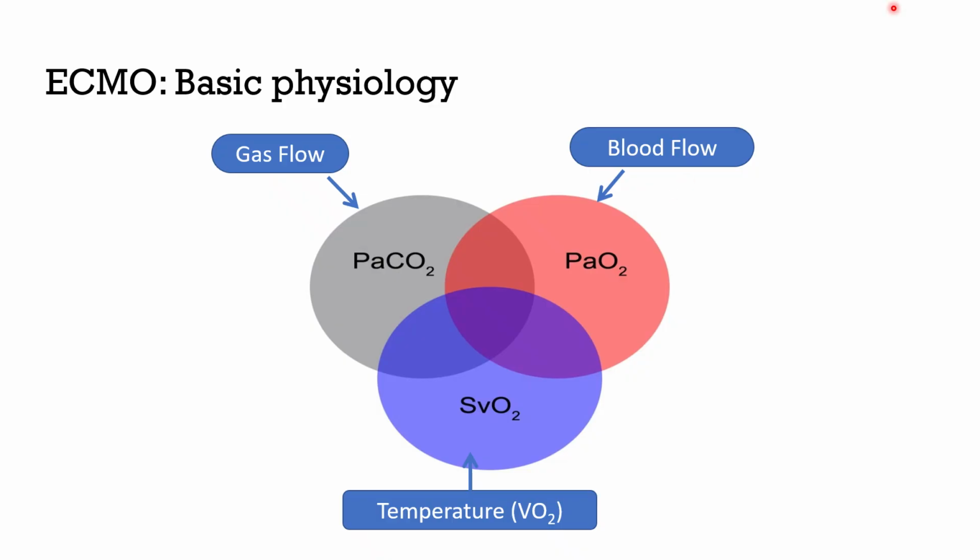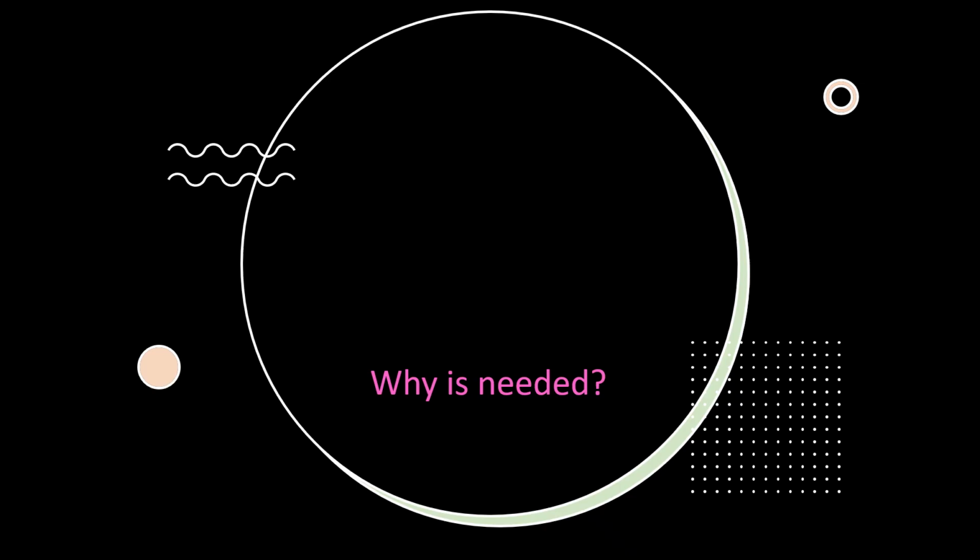Also, the patient temperature will be affected. We can use a heat exchanger, which initially will affect the metabolic rate, and this metabolic rate will then affect mixed venous saturation, and finally also the arterial PaO2. Whatever the type, veno-venous or veno-arterial, these three principles apply to any type of ECMO.